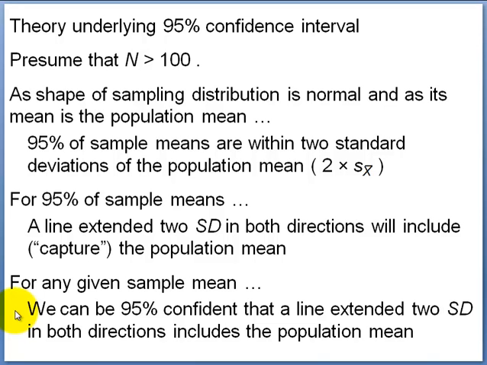In real-world research, we don't know the population mean. We don't know with certainty whether a particular sample mean is within 2 standard deviations. But we do know that 95% of sample means are within 2 standard deviations, so therefore for any given sample mean we can be 95% confident that a line extended 2 SDs in both directions will indeed include the population mean.